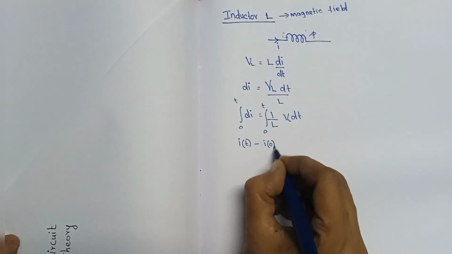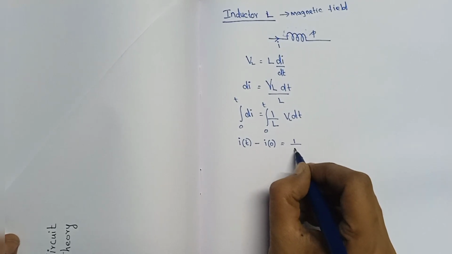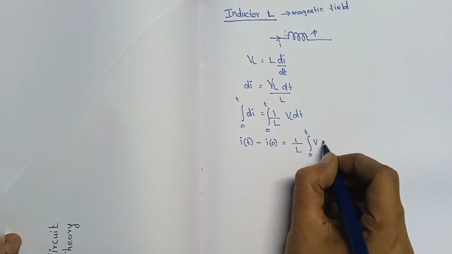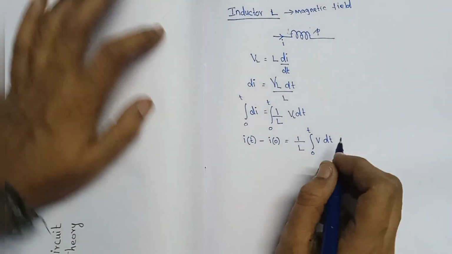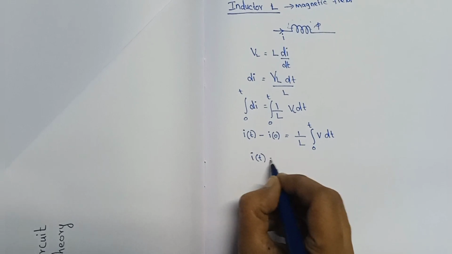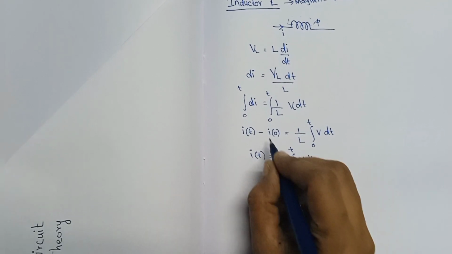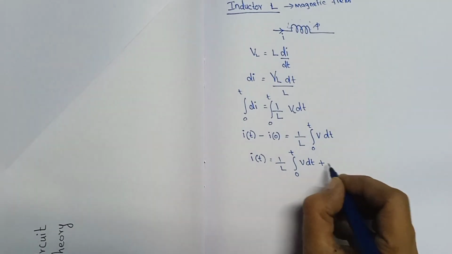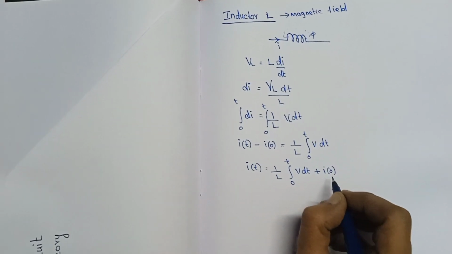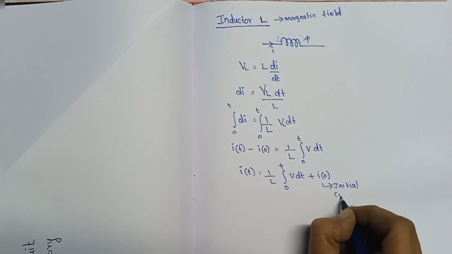Equal to 1 by L, which is constant because the inductor value is constant, so I am going to take that out. So 1 divided by L integration of 0 to t v dt. So what is the value of I of t? I of t is equal to 1 divided by L integration 0 to t v dt, and take this term to this side, so it will become plus I of 0. Here what is I of 0? I of 0 is nothing but the initial current in the inductor.